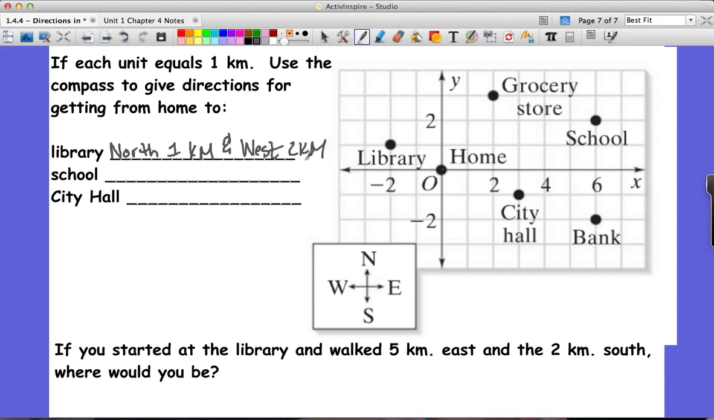So all in all, I'm going to walk 3 kilometers. What I want you to do is try these last 2 on your own and answer this last question. If you have any questions, be sure to post them to Edmodo so we can go over them in class.